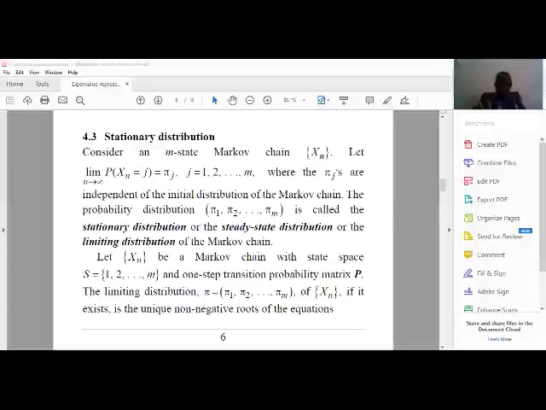Okay, so the stationary distribution. The limit for the state n, as n approaches infinity, is the long run distribution.